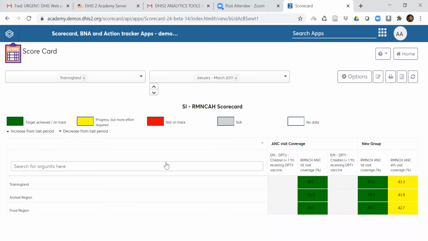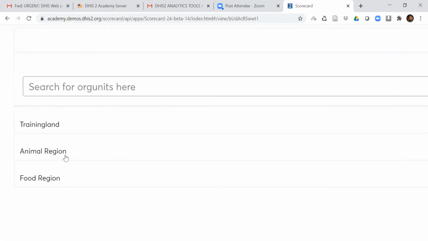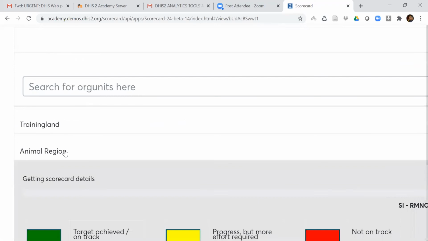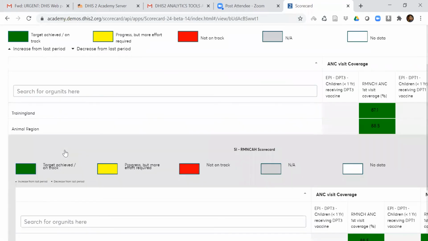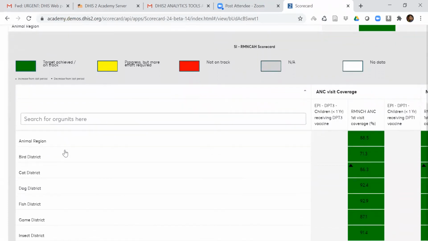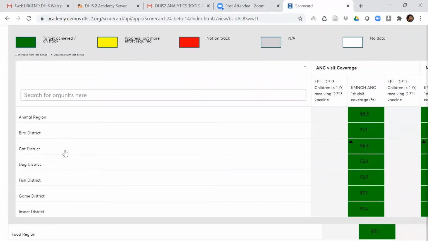Drilling down, you can actually do in the org unit dimension. Here you can see in rows the training land, animal region, and food district. You can go to an org unit and just click on that. Very simple. Then all the child org units under that specific org unit we clicked on will be shown under that org unit. So that's it.